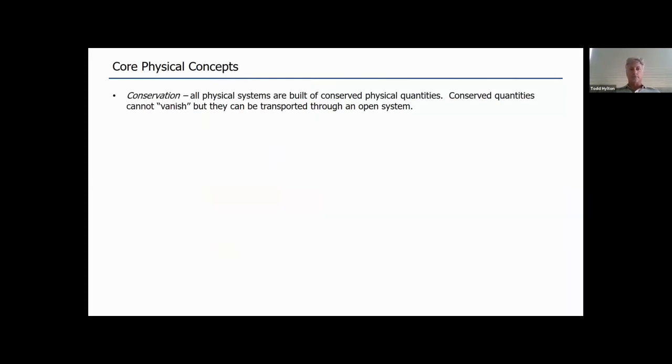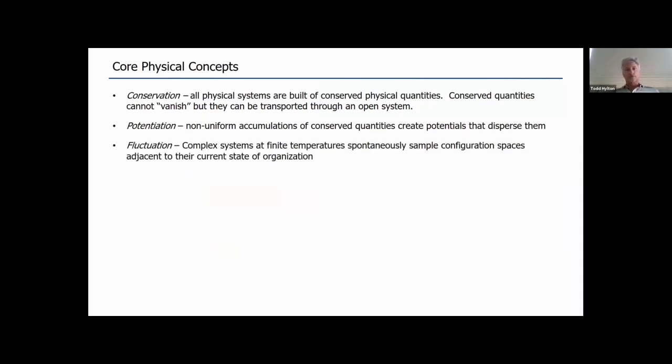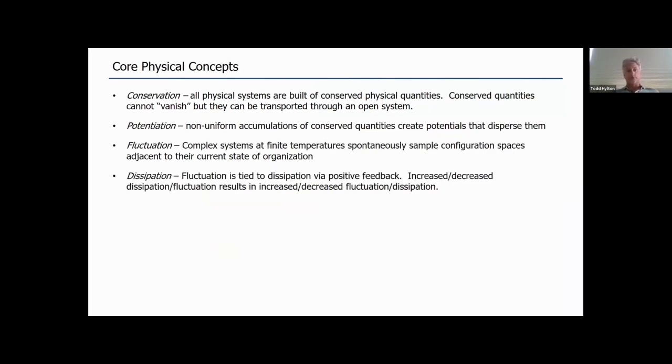Over a long period of time, I've realized that these were the core ideas that I was incorporating into the model. One was conservation, the idea here being that physical systems are built to conserve physical quantities, and they can't vanish, but they can be transported through an open system. Potentiation has to do with the accumulation of these conserved quantities, and that accumulation creates potentials that want to disperse them. Fluctuation: when exposed to finite temperatures, the system can spontaneously sample configuration spaces adjacent to its current state of organization. Dissipation: these fluctuations should be tied to dissipation via a kind of positive feedback.